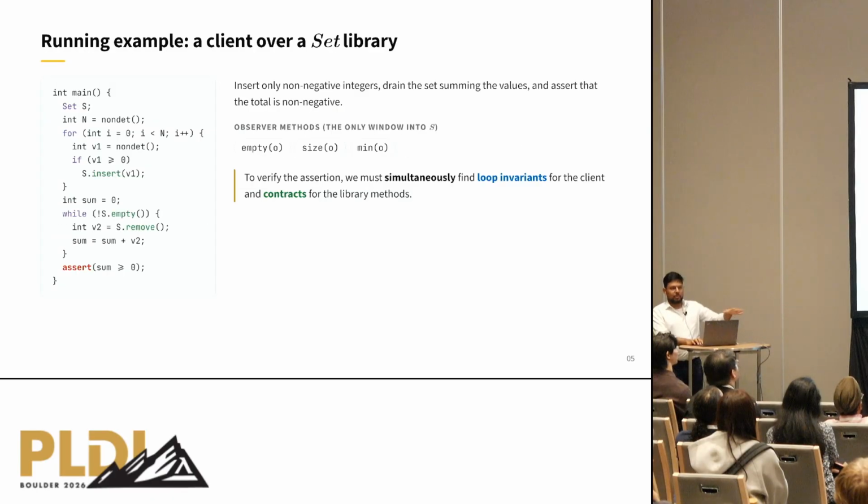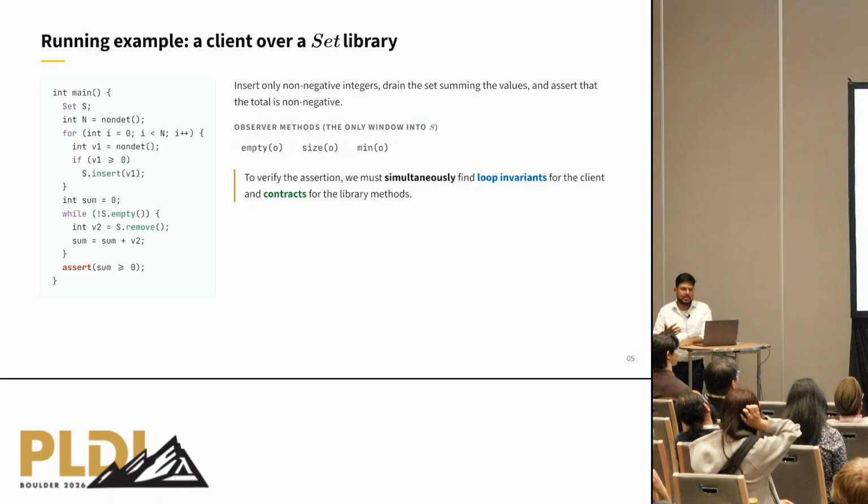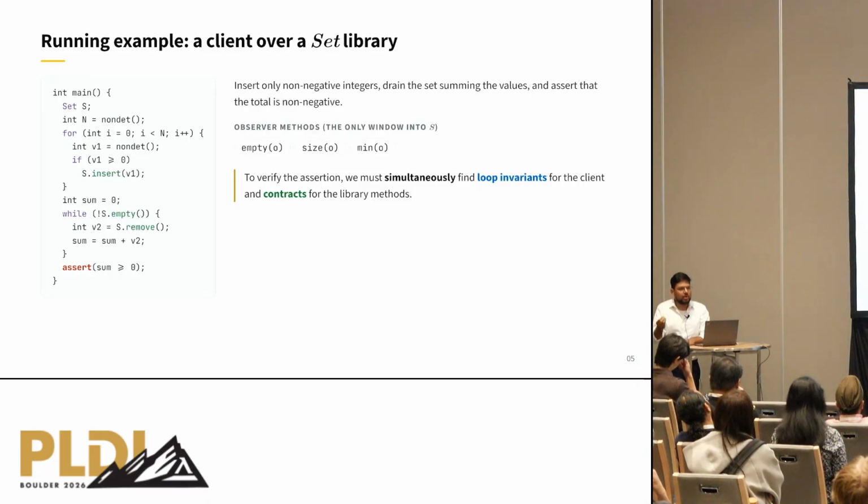Let's look at an example to shore up our intuition. Here is an example of a client that uses a set library. In this work, we operate in the setting of object-oriented programming. So we have encapsulation, and you don't get to peek inside the implementation of the set. What you're given instead is a set of observer methods. This is a fairly standard thing to do in object-oriented verification. Observer methods are like mathematical functions, essentially. They're side-effect-free code that give you a view or a measurement of an object at a particular point. For a set, you can have observer methods like: is the set empty? What is the size of the set? And what is the minimum element in the set? These are some observer methods that you can have.